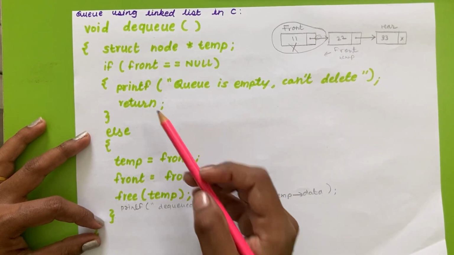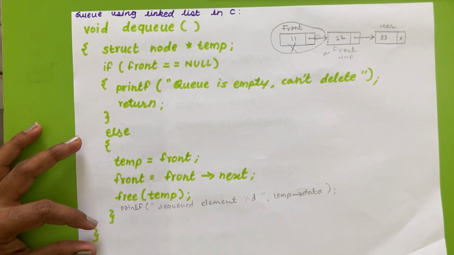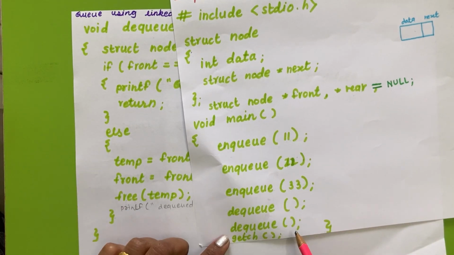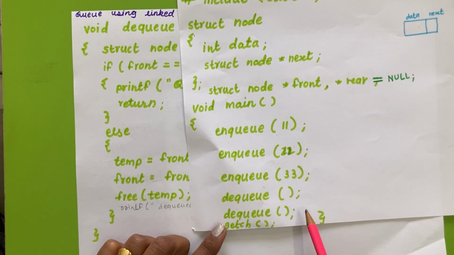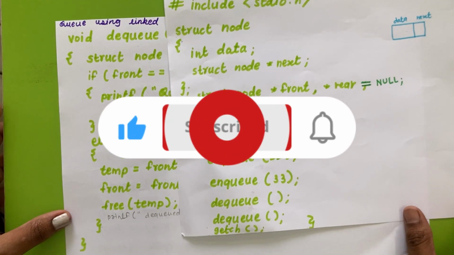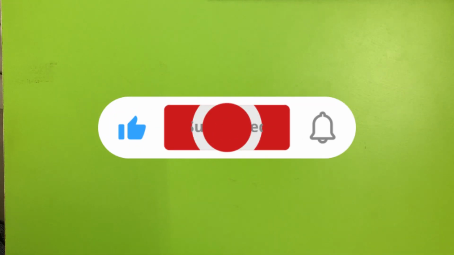Here the function call for the Dequeue operation is completed and it will return back to the main function. Here I haven't called the display function, but I will explain to you what will be the display function for displaying the queue.